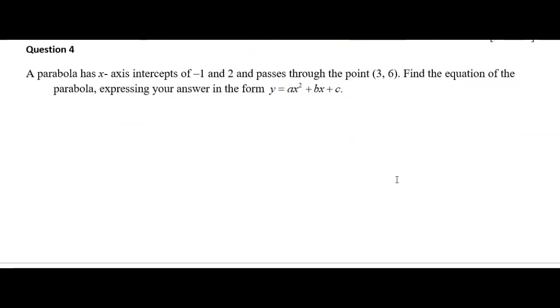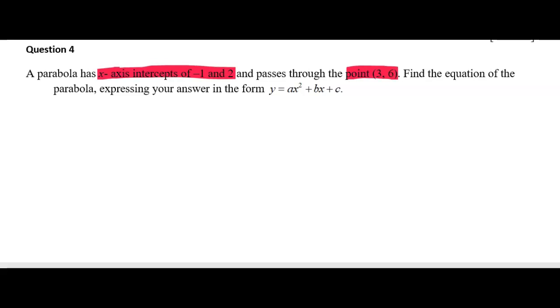All right, question 4. A parabola has x-axis intercepts of -1 and 2 and passes through the point 3, 6. Find the equation of the parabola, expressing your answer in the form y equals ax squared plus bx plus c. So this is pretty much the same as the very first question. Obviously different values, and they haven't drawn the graph for you, but same information has been provided to you. So we have x-axis intercepts of -1 and 2, and we're going through 3, 6.